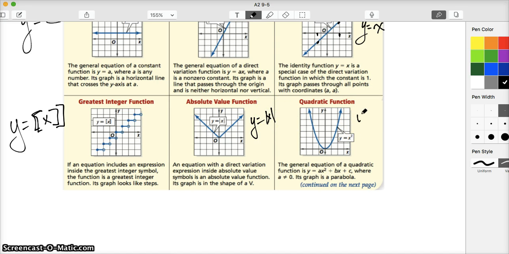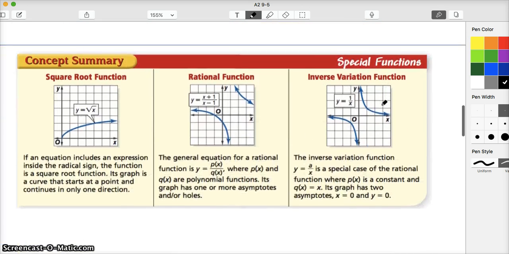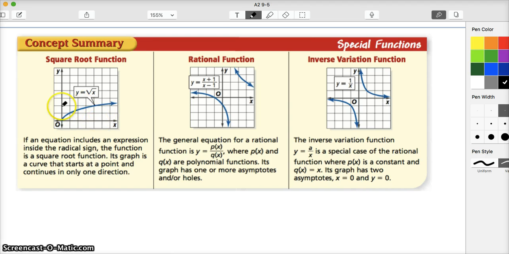Here we know what this is. Y is equal to x squared. We just talked about quadratic functions, or quadratic equations. Here we have the square root function.